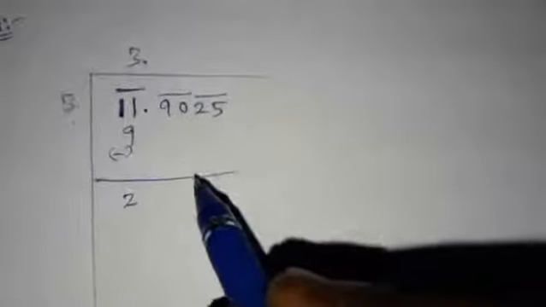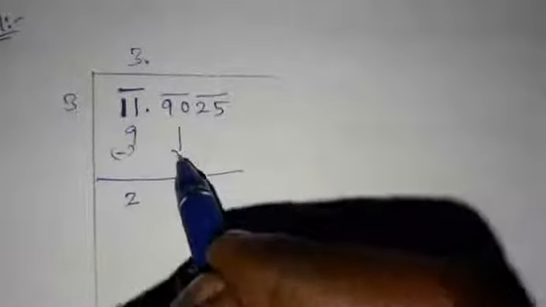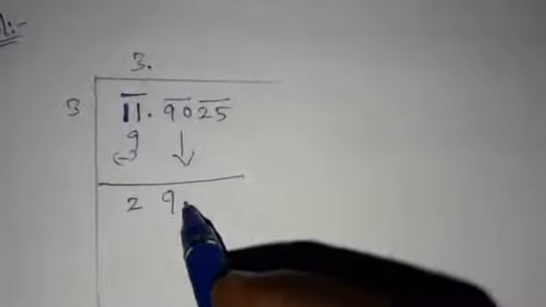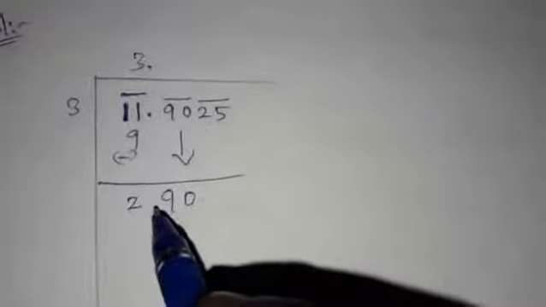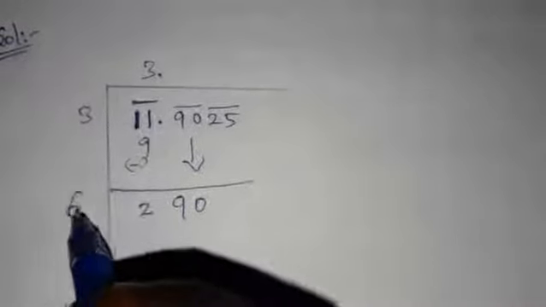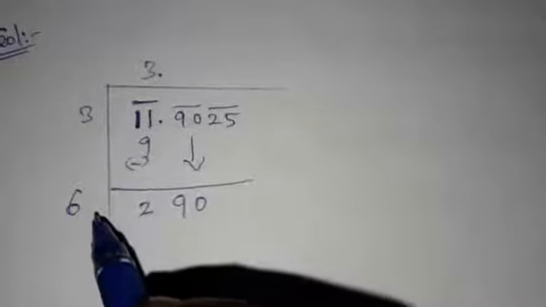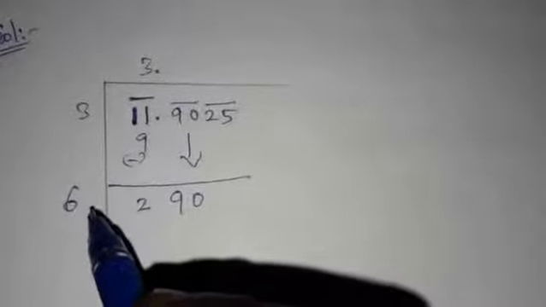3 times 3 is 9. When we subtract this, we get 2. Next, we have to put a dot in this place. Next, we have to bring down the next period, 90. After that, we have to multiply the quotient by 2. 2 times 3 is 6. We have to leave a blank space here because we have to put a number in this place and in the quotient also.